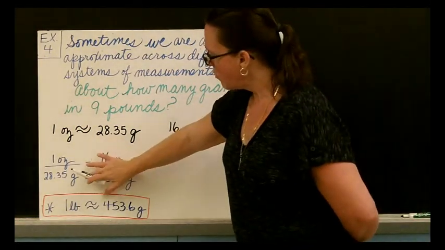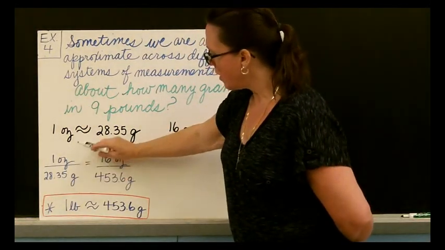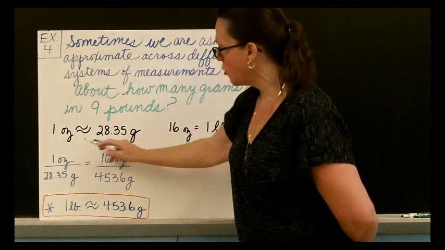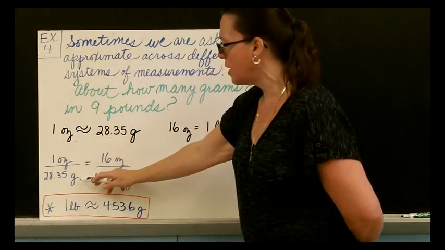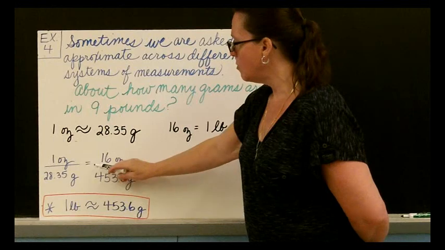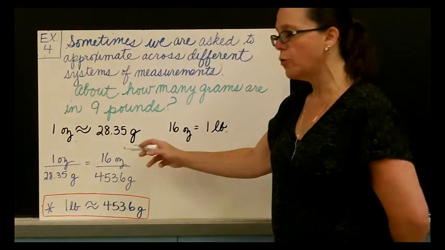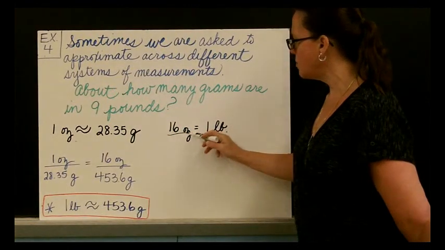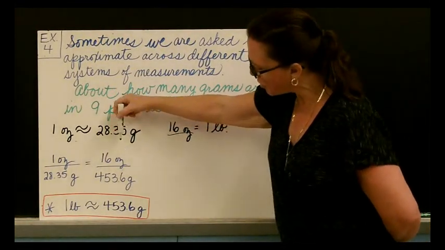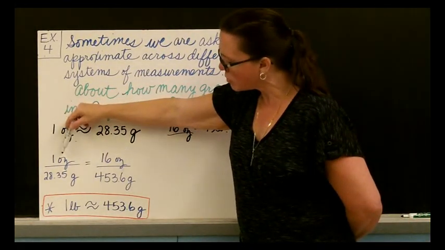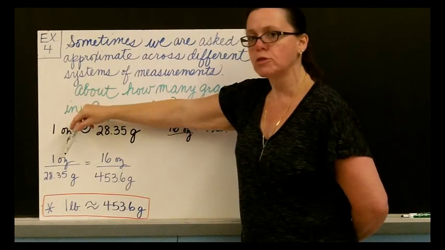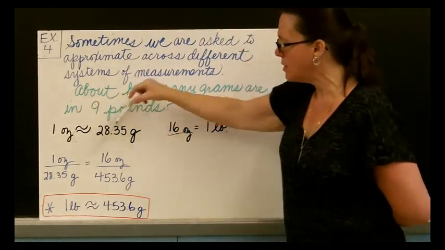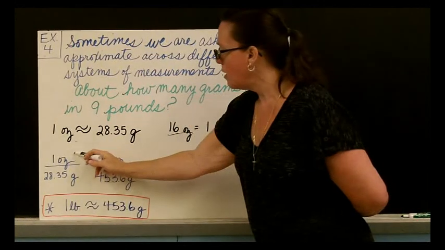I set up my fraction first with our ounces on top and our equivalent grams on the bottom in the denominator. And what I did was I set up the second fraction, our equivalent fraction. And we know about the 16 ounces, so I put that in the numerator because here in our first fraction, ounces is in the numerator. And I went ahead and I did this math already. And here's what I did.